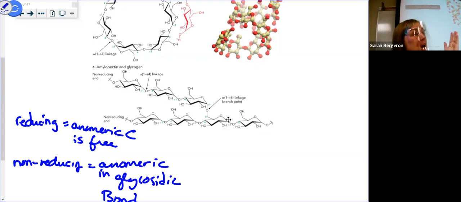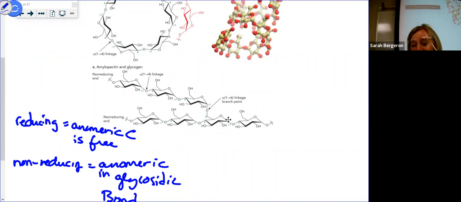But here's the deal. You can only cut off individual glucose monomers that have a free anomeric carbon, right? So basically you can only cut off the ends. Everything in the middle is all participating, right? They're all participating in glycosidic bonds. So you can only cleave them if you have a reducing end.